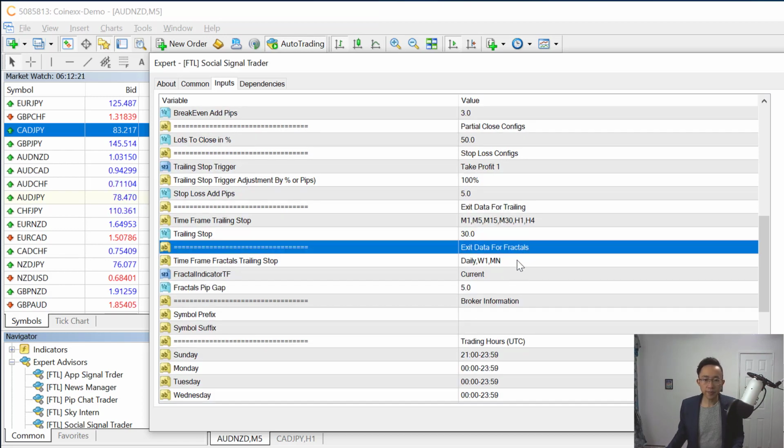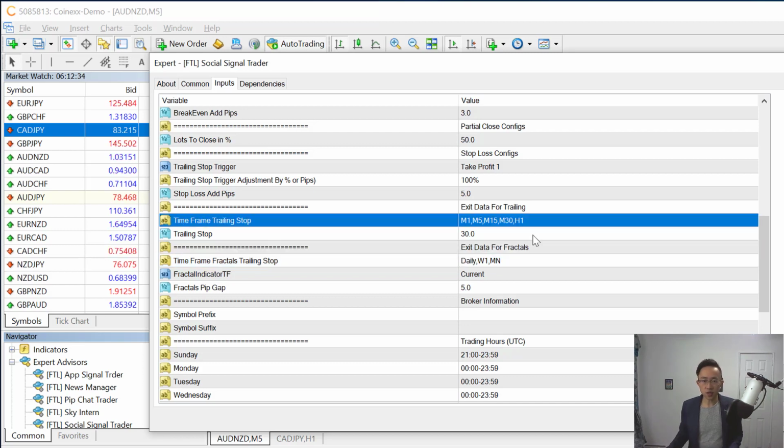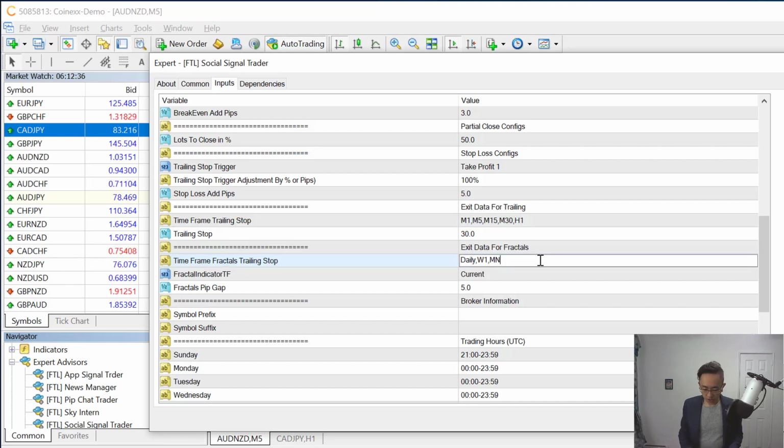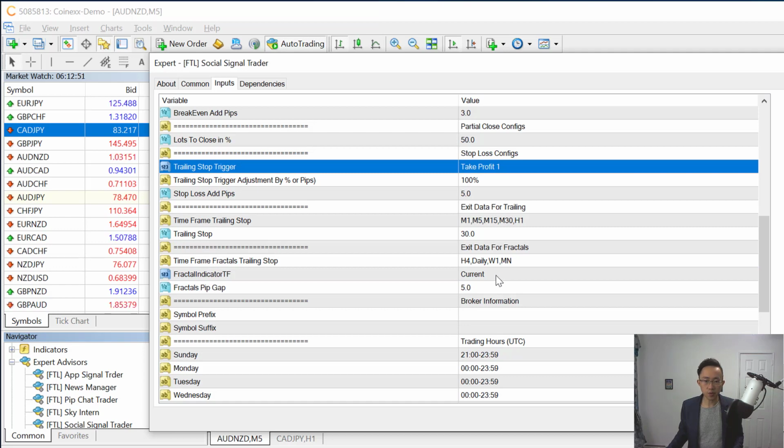And if the time frame is daily, weekly, or monthly, then it will trigger the fractal. So let's say you want to use the fractal indicator on the H4, then you just move H4 to this cell over here. And then fractal trailing will activate for H4 in this case when it reaches take profit 1.